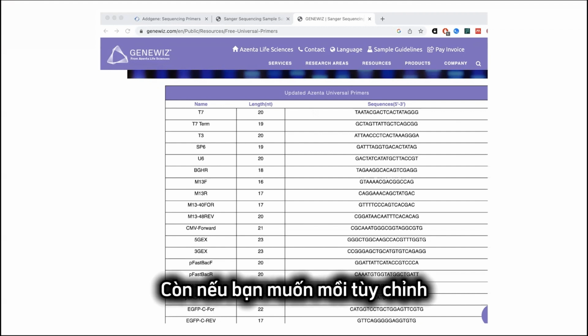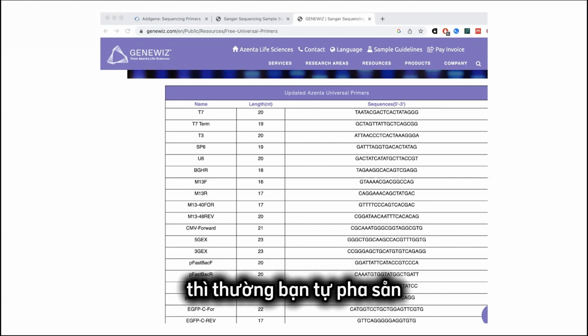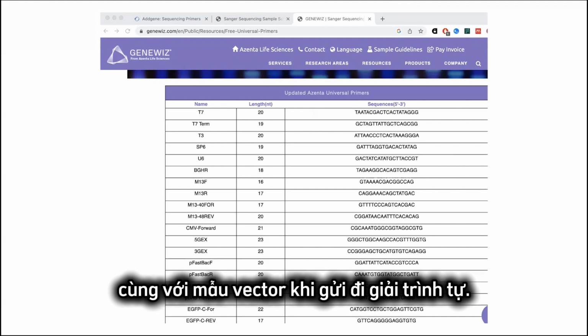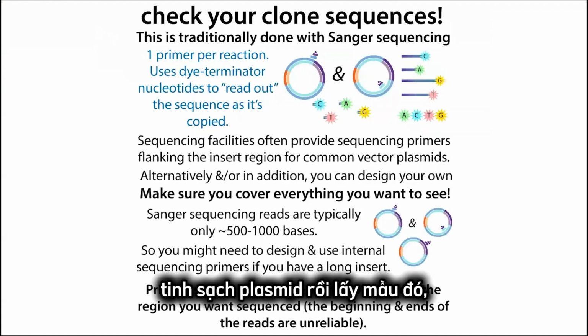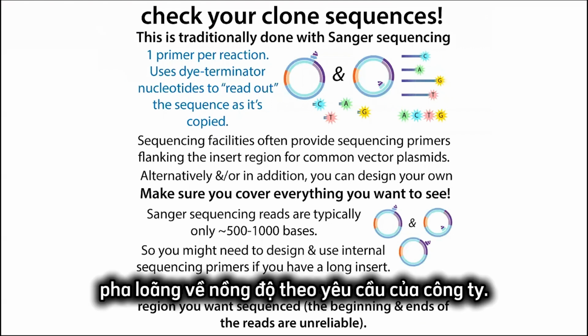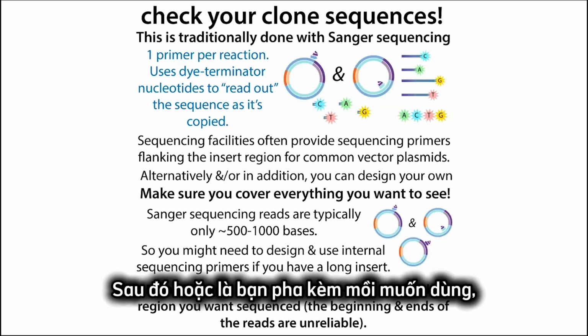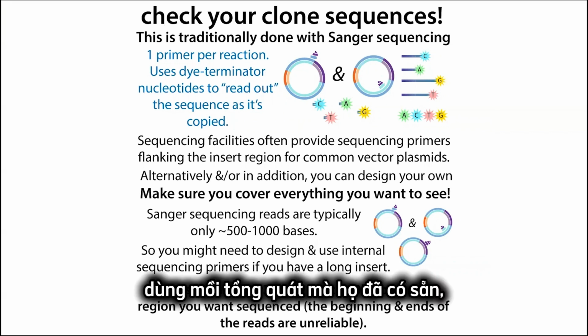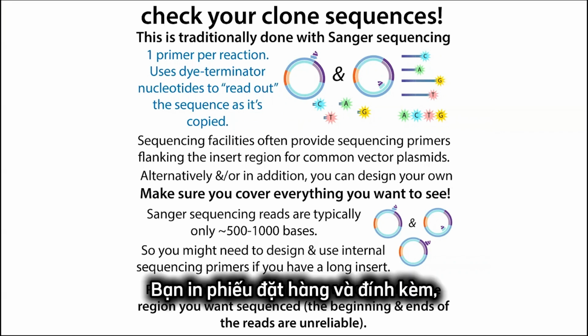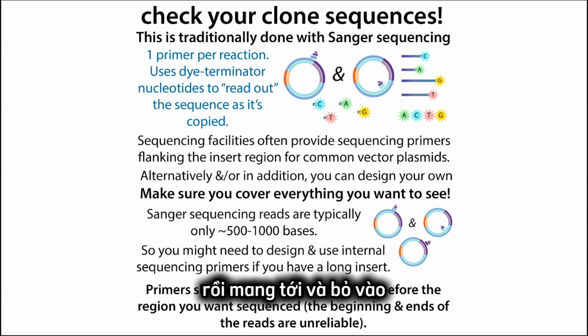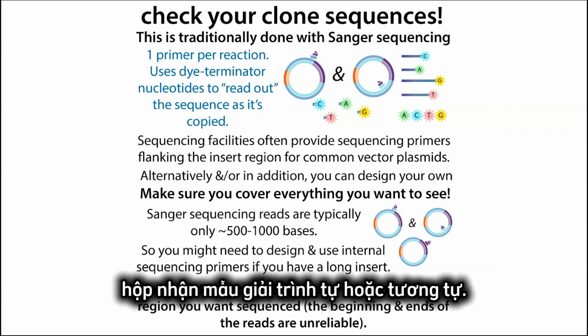Whereas if you want a custom primer, then typically you pre-mix it in with your vector when you send it for sequencing. So typically what you're doing is some sort of miniprep, you purify out the plasmid, you measure the concentration, and you dilute it to whatever amount the company wants. Then you either mix in the primer that you want to use, or you tell them to use the general primer that they already have, and they'll put it in for you. Then you print out an order form, bubble wrap your sample up, and stick it in some sort of sequencing pickup box.